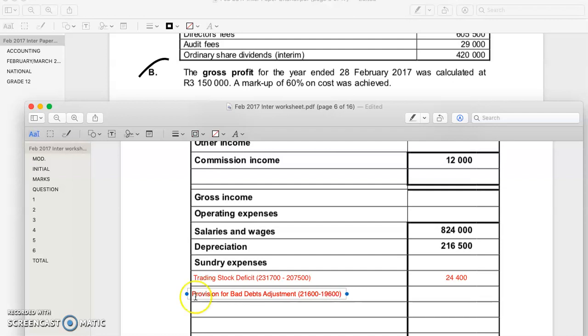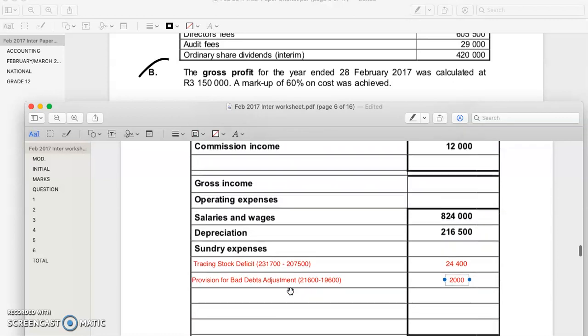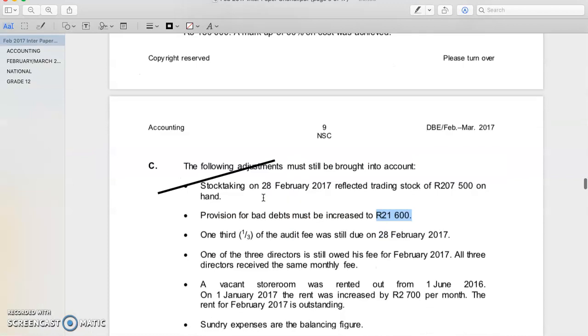But we actually needed 21,600. That's a difference of 2,000. We need to pay 2,000 more for bad debts. Provision for bad debts, sorry, not just bad debts, because those are different things. Okay, very good. So I hope you're still okay.